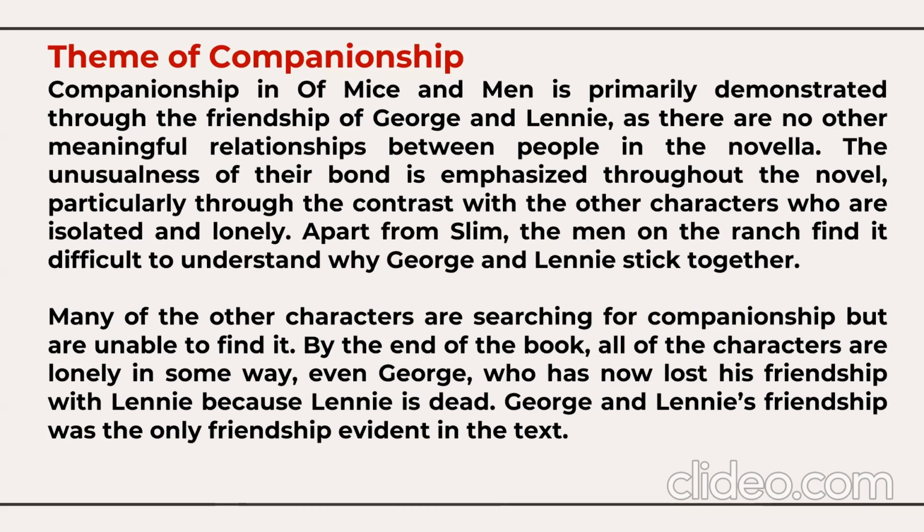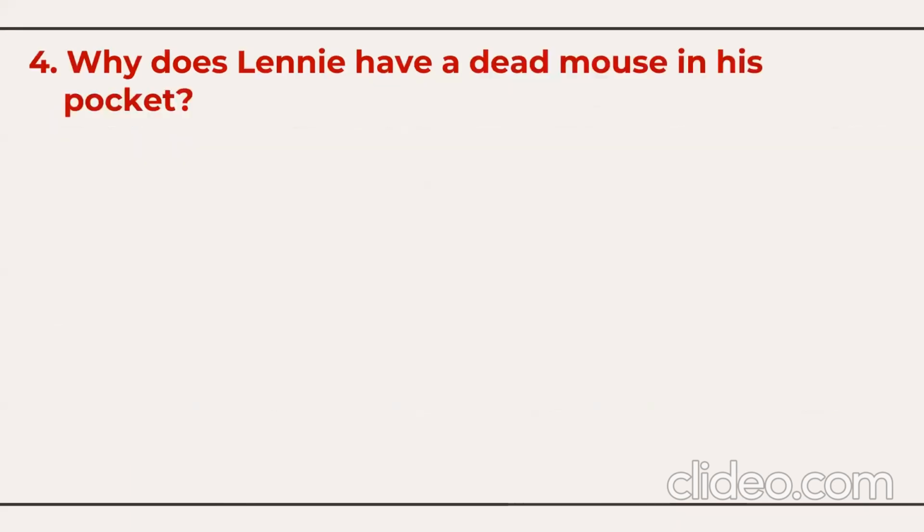Even George has now lost his friendship with Lenny because Lenny is dead. George and Lenny's friendship was the only friendship evident in the text. So these are the three important themes of the novella Of Mice and Men.